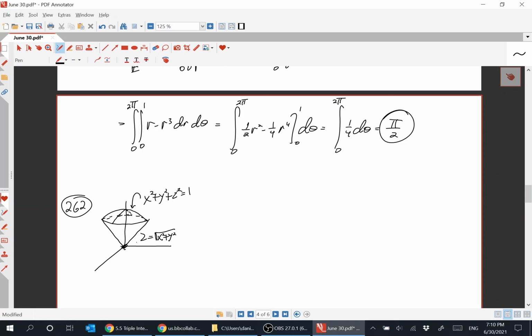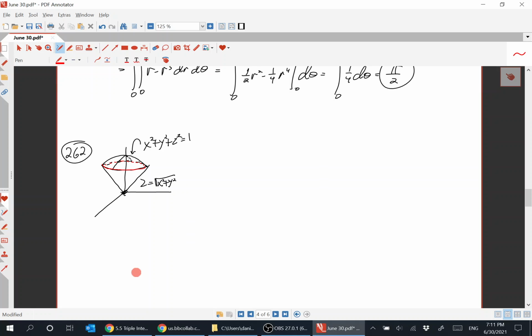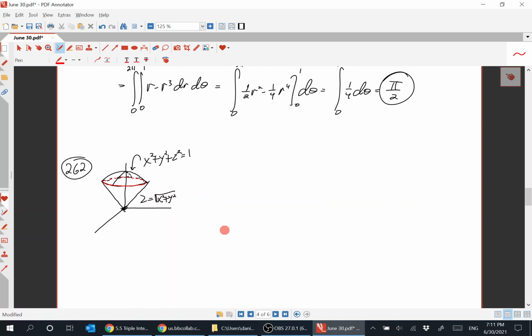Right? So what you need to know, to describe this region in cylindrical coordinates, is what is this intersection? Where do these guys intersect? And what is this region in the xy plane when you project it down into the xy plane? Okay, so, well, obviously it's a circle of some sort.